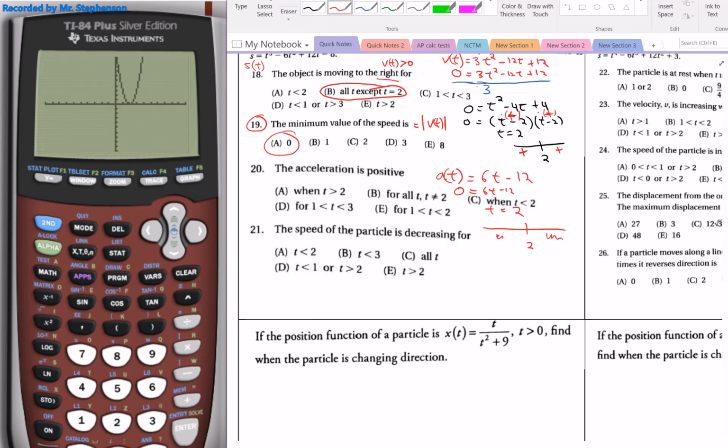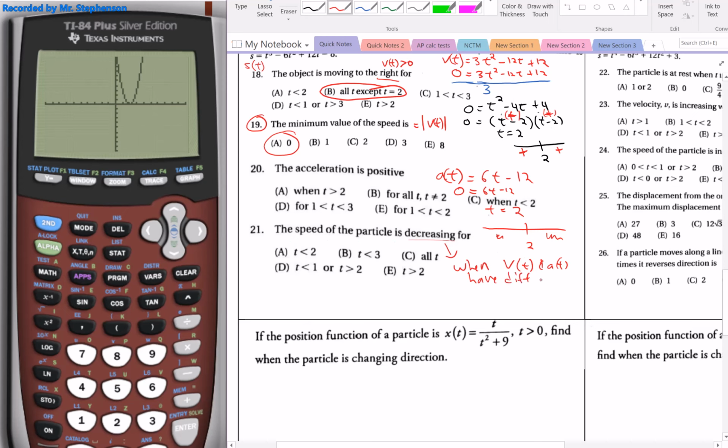All right, so that's how that's going to go. And then, when is the speed of the particle decreasing? It's going to be decreasing when the velocity and acceleration have different signs.